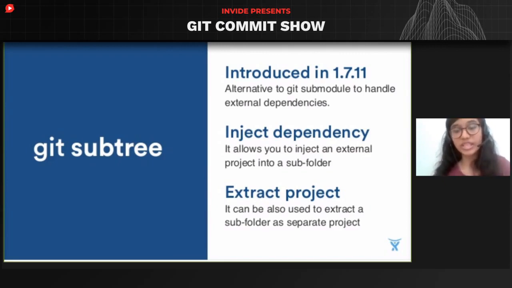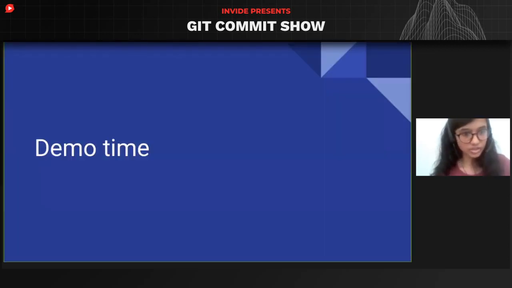And it offers clean integration points. That is, the whole child repository gets cloned into a subfolder of the parent repository. So that makes it very easy to understand when you are a beginner. The next thing is it helps us to inject dependency. And it also helps us to extract a project. So yeah, this is what Git subtree is.